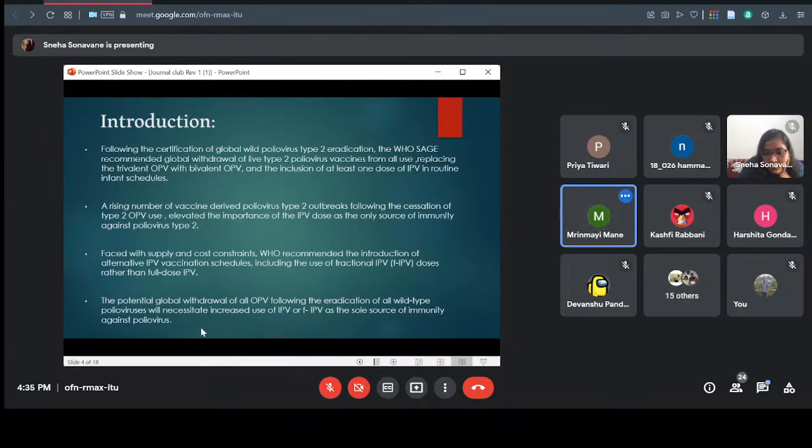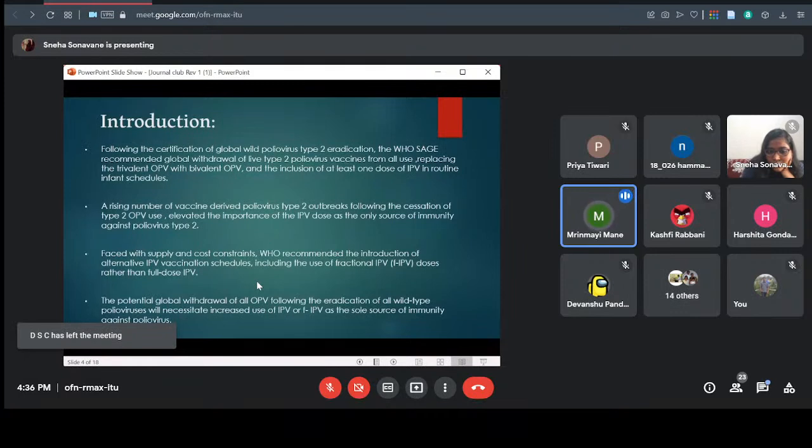But following the cessation of type 2 OPV use, a rising number of vaccine-derived poliovirus type 2 outbreaks were reported. So this elevated the importance of the injectable polio vaccine dose as the only source of immunity against the polio type 2 virus. But due to the supply and cost constraints associated with IPV use, WHO recommended the introduction of alternative IPV vaccination schedules, including the use of fractional doses instead of full doses of IPV.